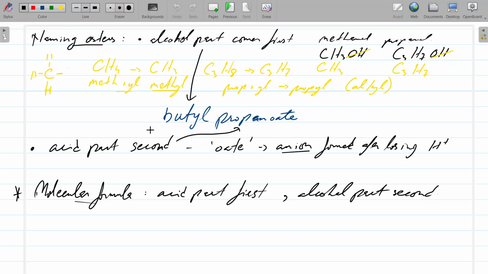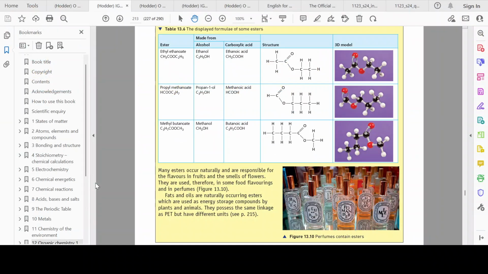I'll show you the book. They've given some esters over there, a table with some esters. Can you see that? Yes. Okay, let me zoom in a bit.